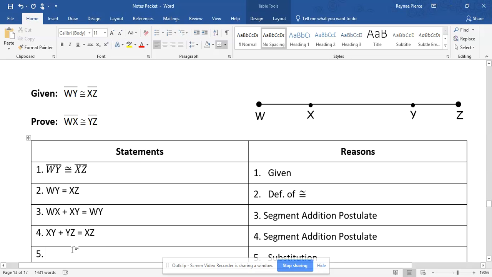So we are going to substitute these addition statements in, like in this second statement here. So we can say that WX plus XY is equal to XY plus YZ. WX plus XY represented WY, and XY plus YZ represented XZ. So we just substituted those two addition expressions in for the parts that they represented.